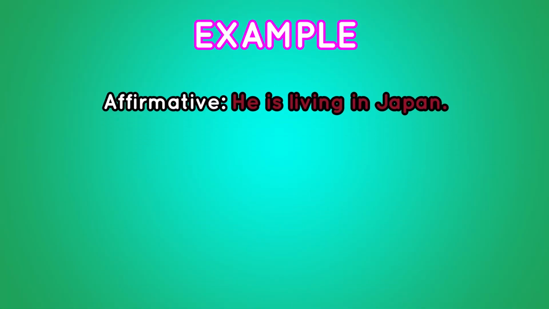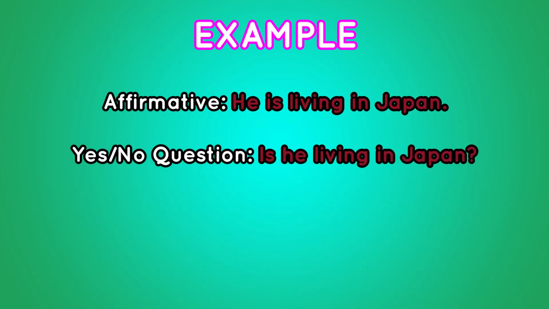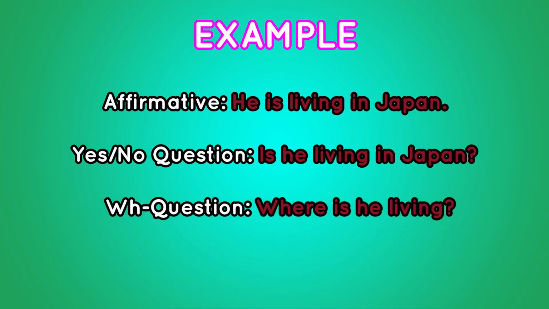Check these examples. He is living in Japan. If we make a yes/no question, we can say, is he living in Japan? And if we want to ask for the information, we add the WH word at the beginning of the question, like this. Where is he living? In Japan. He is living in Japan. That is the information that we want to know.